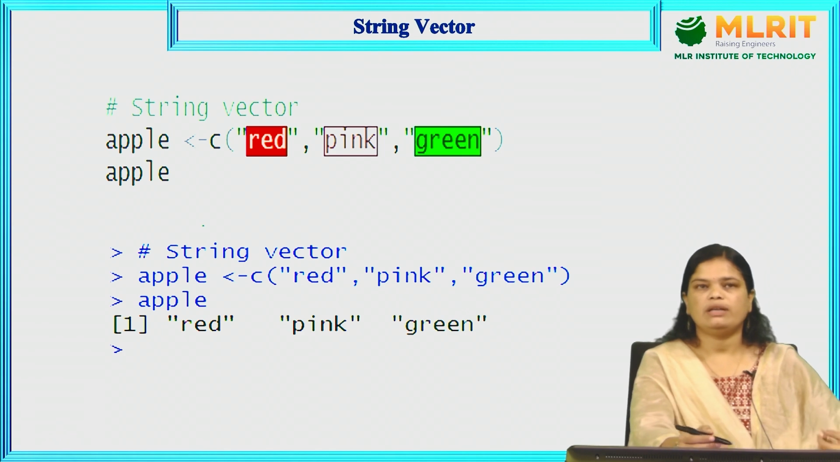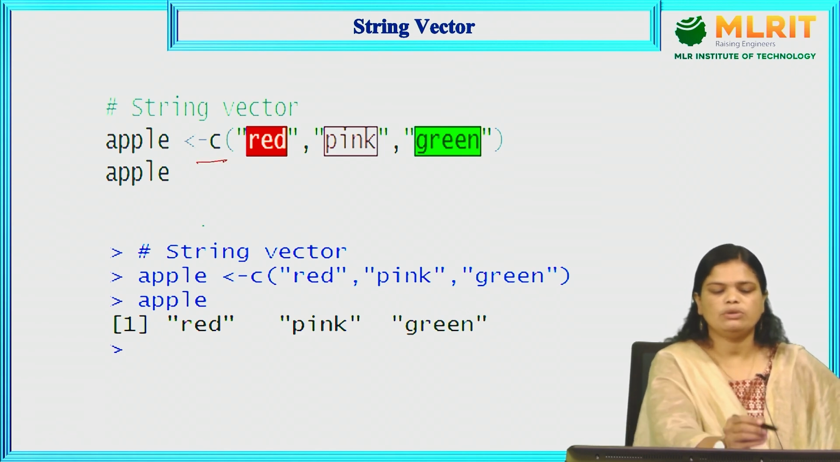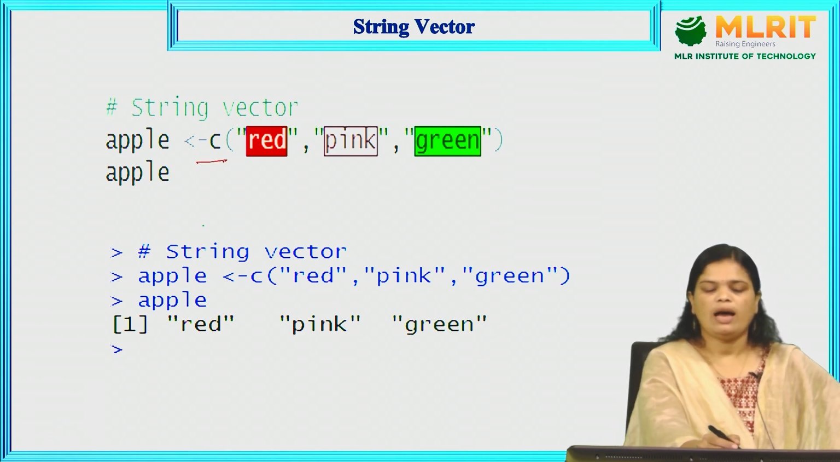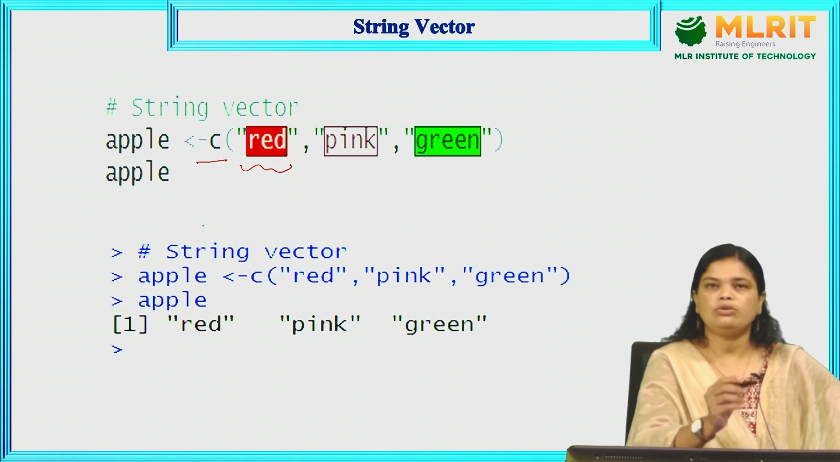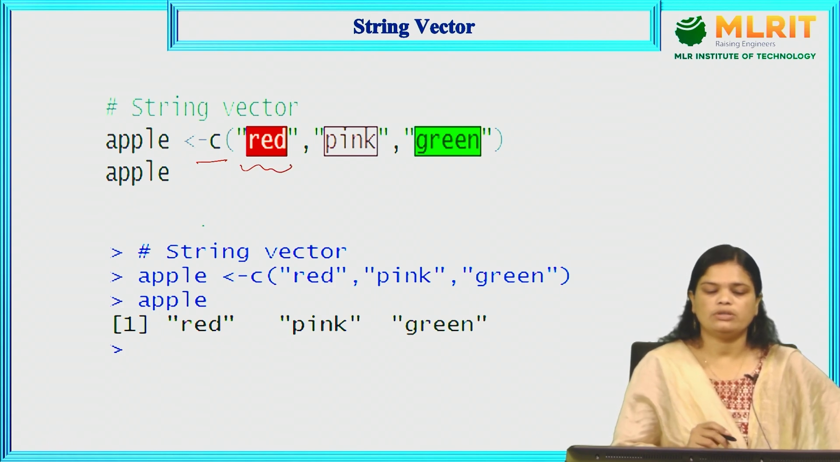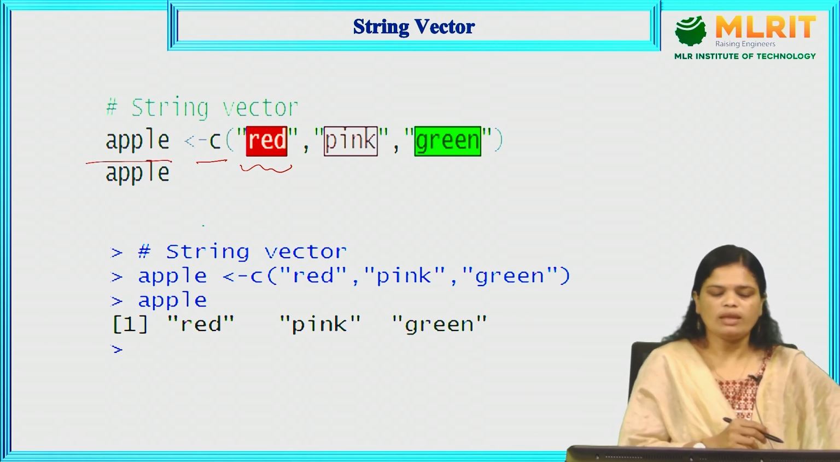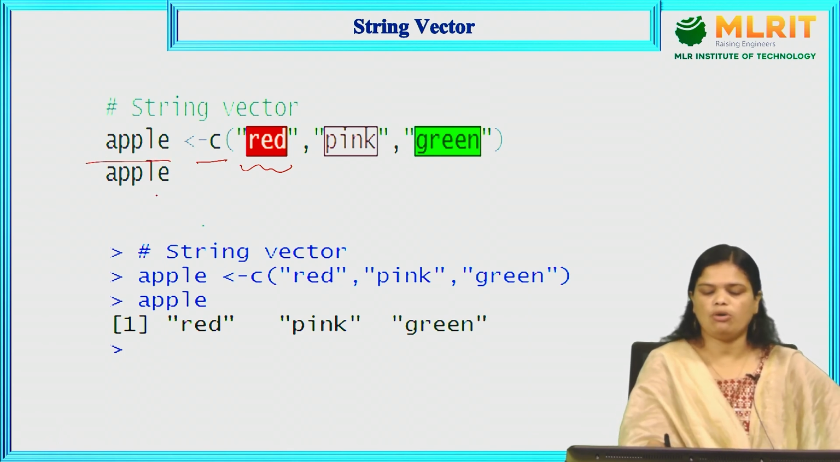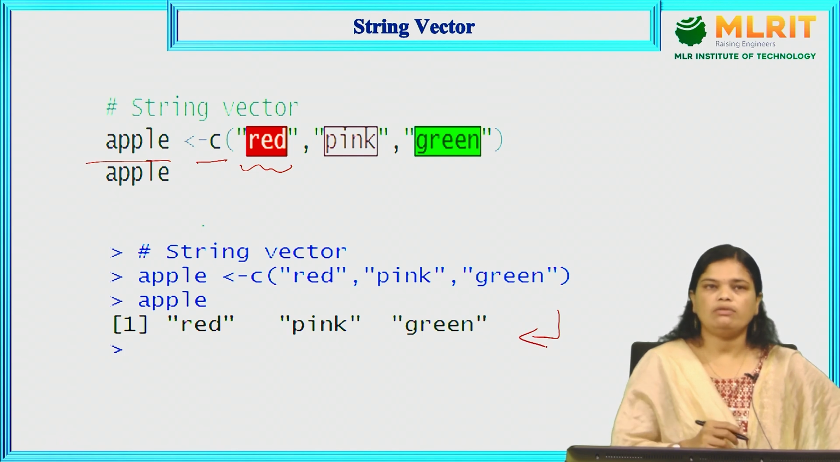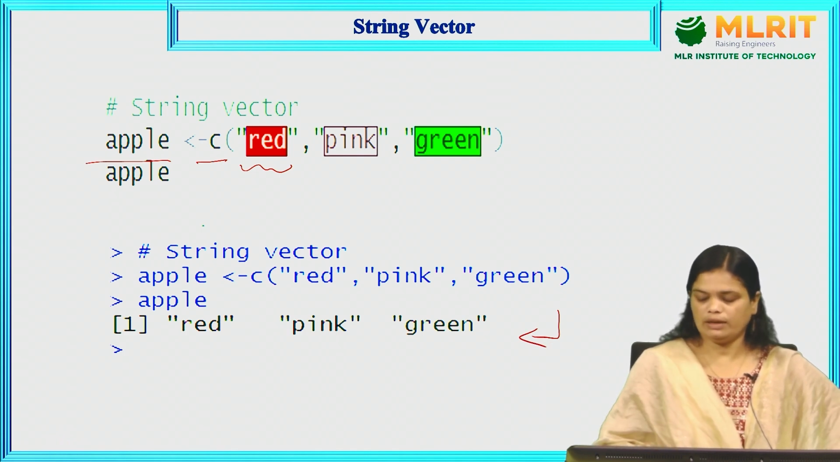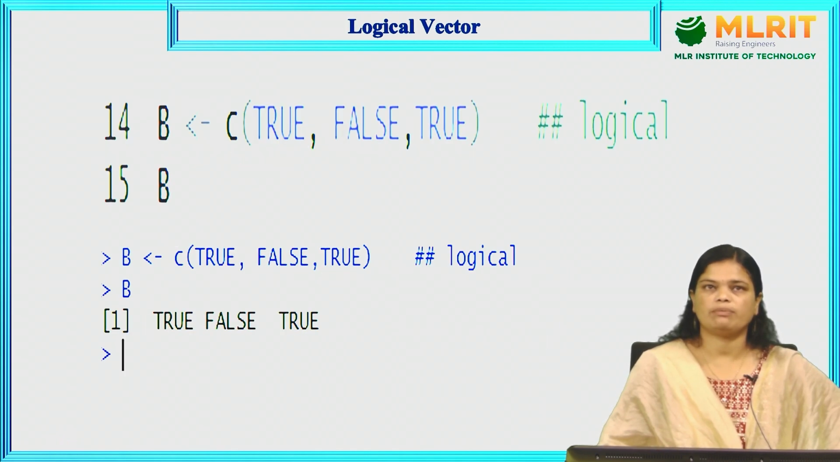A string vector, the same, you will be using the C function here, and the strings need to be covered with double quotations. I have red, pink and green. These are the strings I have assigned to the apple. And when I view the output, whatever we have stored, red, pink and green, will be displayed on the output screen.